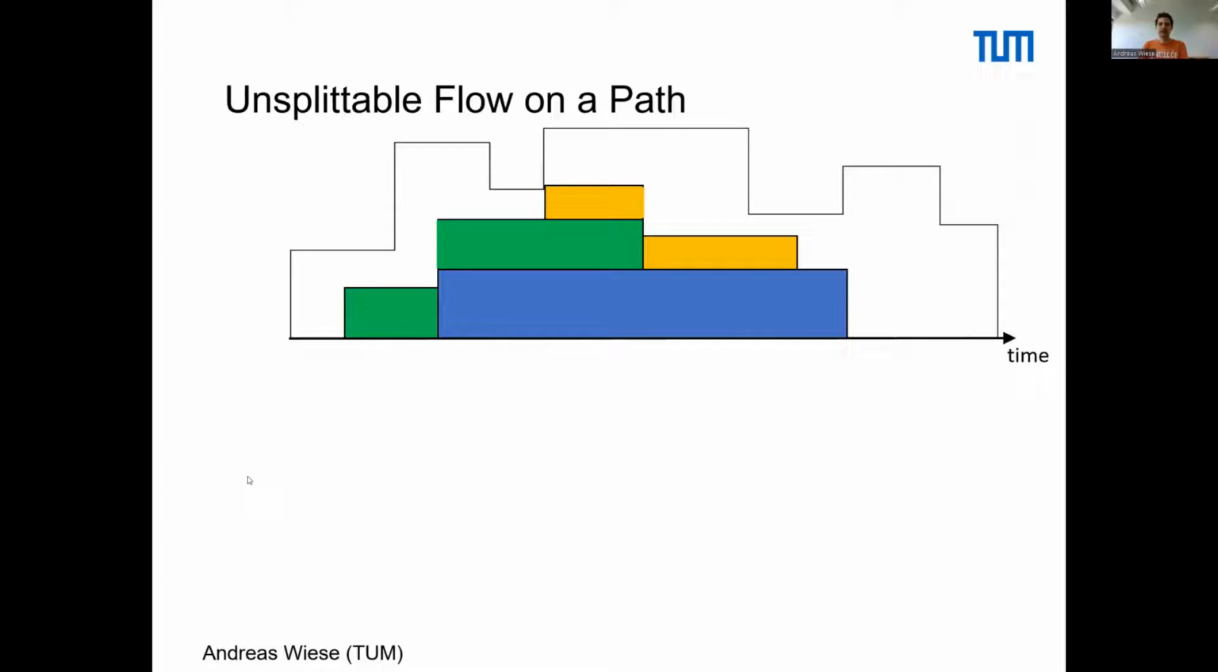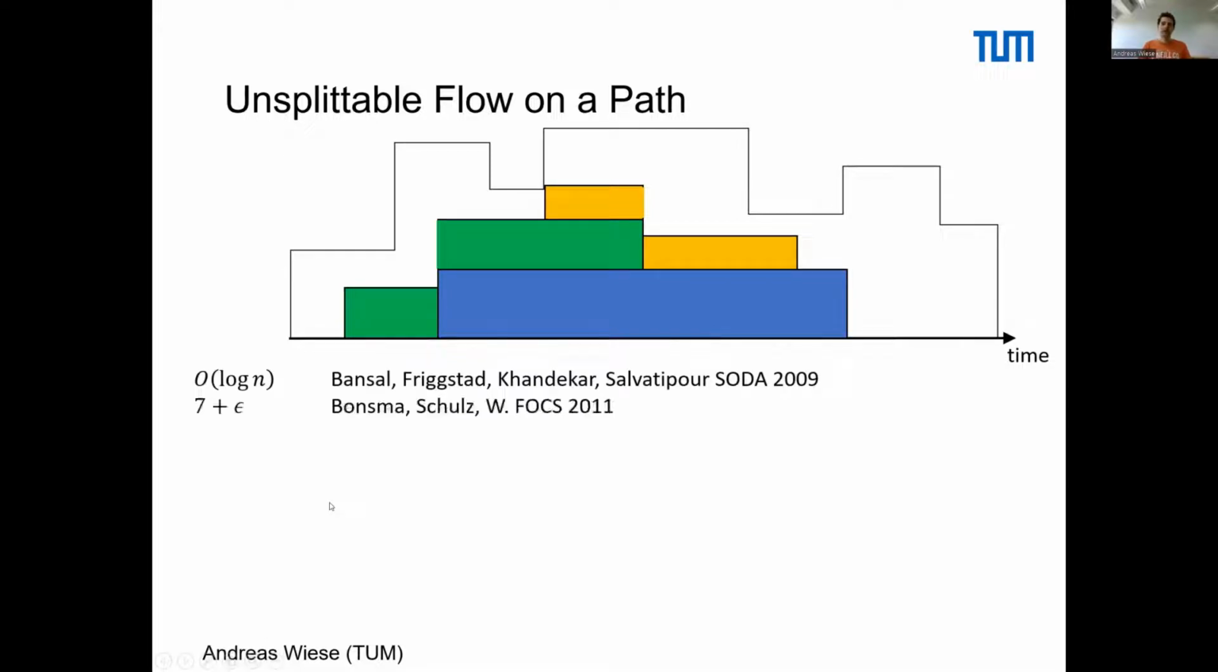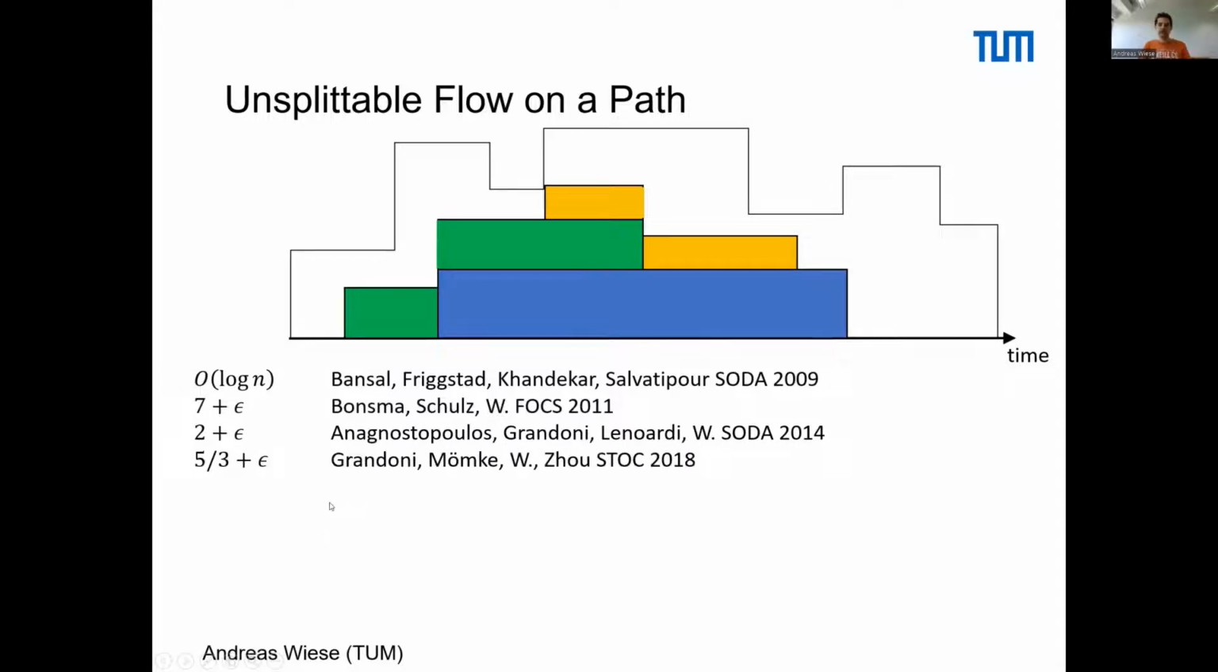Well, the first non-trivial approximation guarantee for this general case of the problem that I just defined was an order log n approximation algorithm. Then this was improved to 7 plus epsilon, then further to 2 plus epsilon, then further to 5/3 plus epsilon, and then finally to essentially 1.269 plus epsilon.